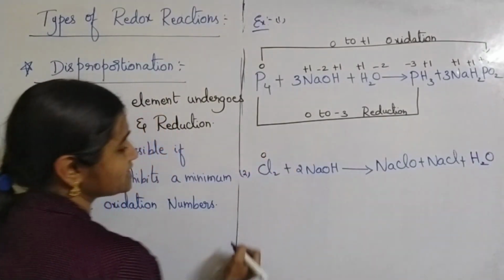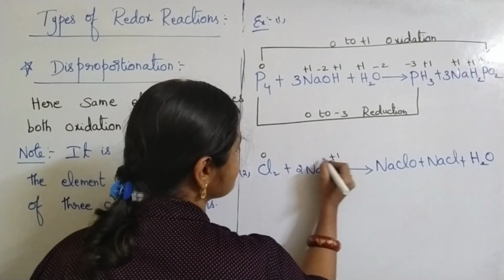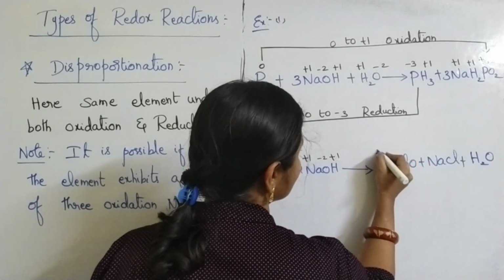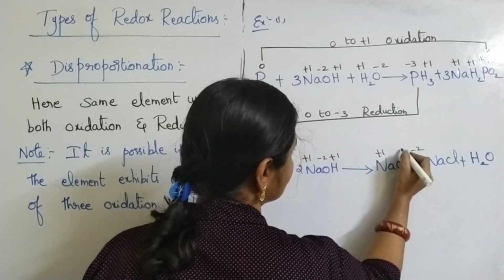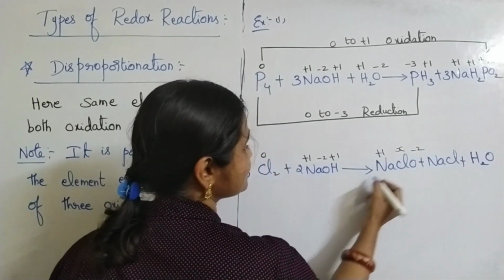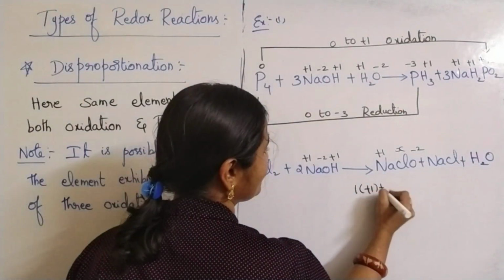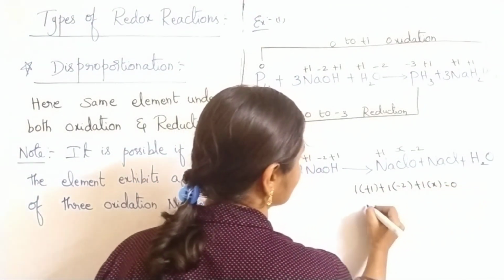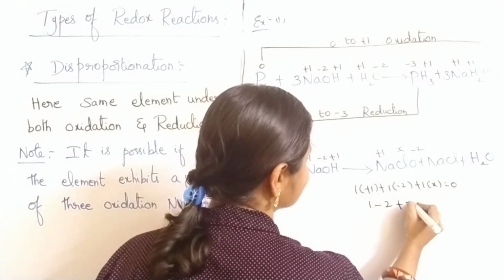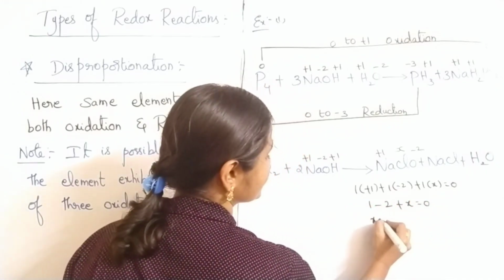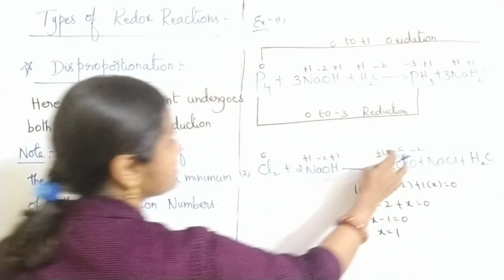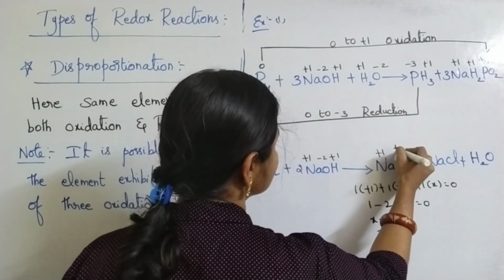Chlorine elemental state 0, hydrogen +1, oxygen -2, sodium +1. ఇక్కడ కూడా సోడియం +1, ఆక్సిజన్ -2. అప్పుడు క్లోరిన్కి ఎంత అవుతుంది, x వేసుకుంటే, సో 1 into +1 plus 1 into -2 plus 1 into x is equal to 0. సో 1 - 2 plus x is equal to 0 అంటే x - 1 is equal to 0. సో x equal to 1. ఓకే, సో ఇక్కడ క్లోరిన్కి ఆక్సిడేషన్ నంబర్ +1 వచ్చింది.